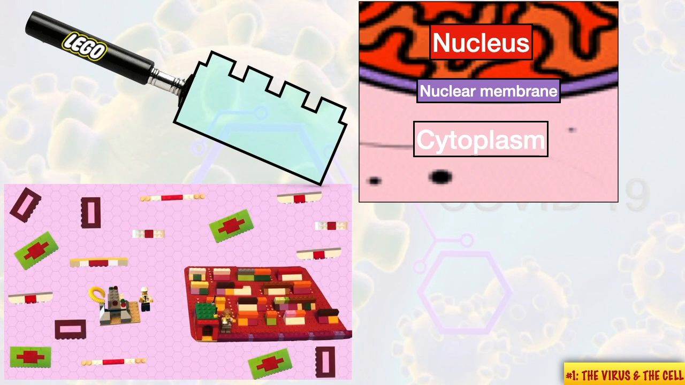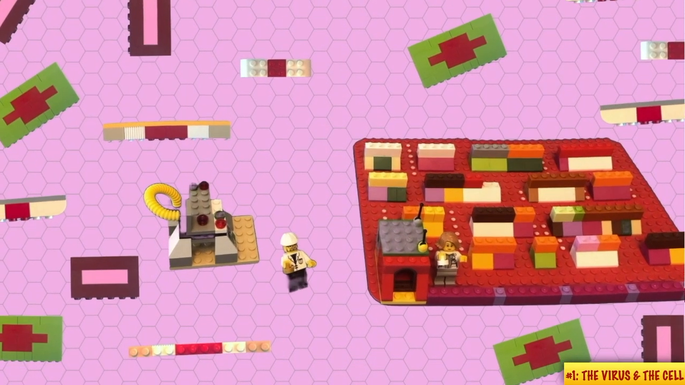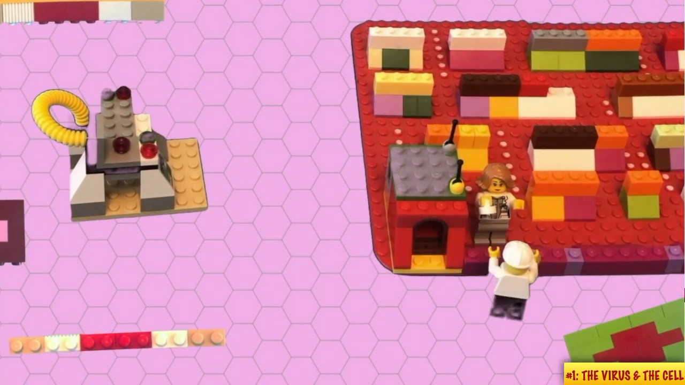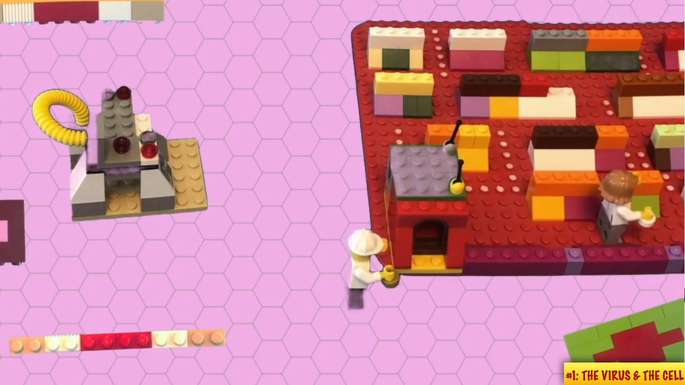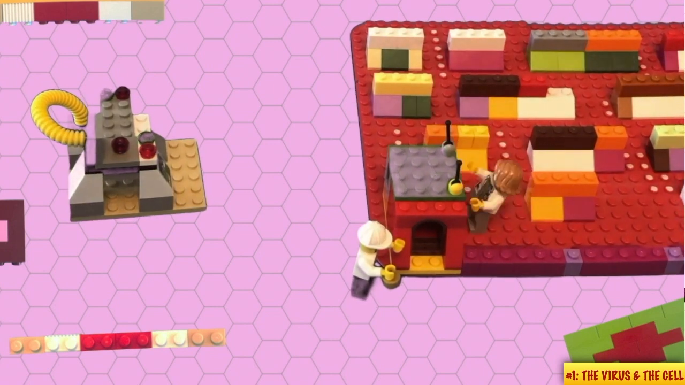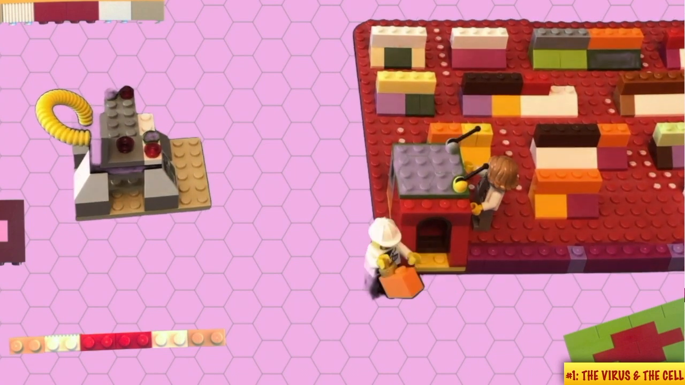Our Lego cell has a nucleus, a nuclear membrane, and a cytoplasm with lots of cell organelles in it. When a task has to be done in the cell, a special molecule is sent to the nucleus to get the instructions. Another molecule in the nucleus locates the correct genetic instruction, called a gene, and makes a copy, and gives this copy to the waiting molecule. The original gene is called DNA and the copy is called RNA.